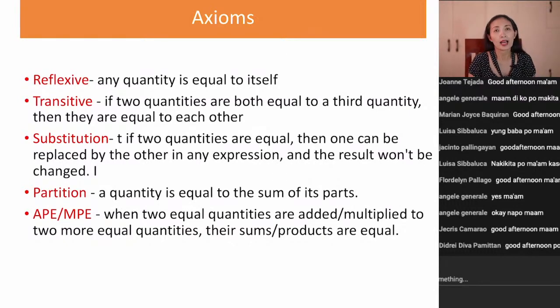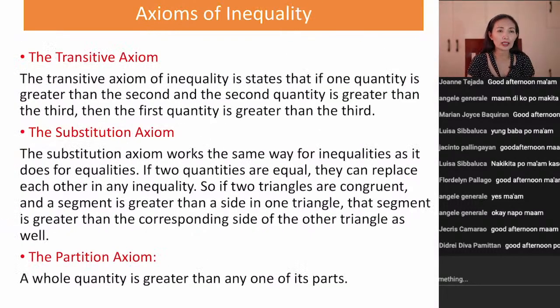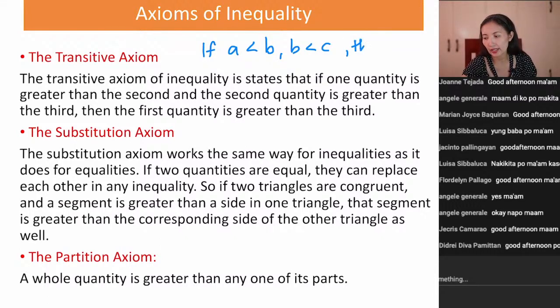Okay? Next, how about your properties of inequality? Again, just a review. You have also transitivity. If there is transitivity of equality, there is also a transitive property for inequality. If A is less than B and B is less than C, then A is less than C. Yes, that is the transitive property. If A is less than B and B is less than C, then A is less than C.